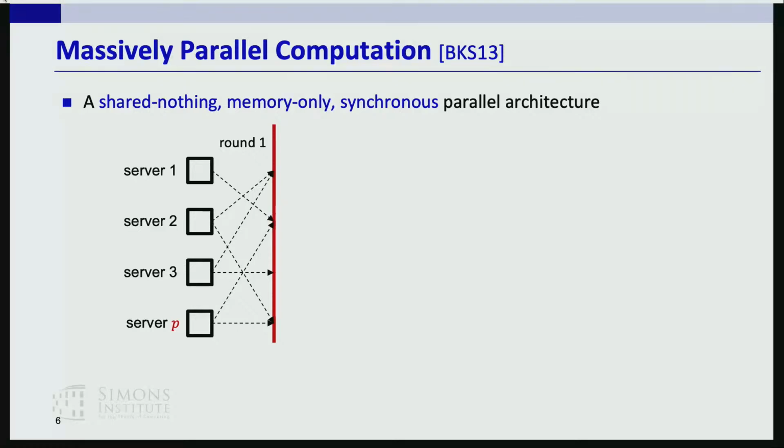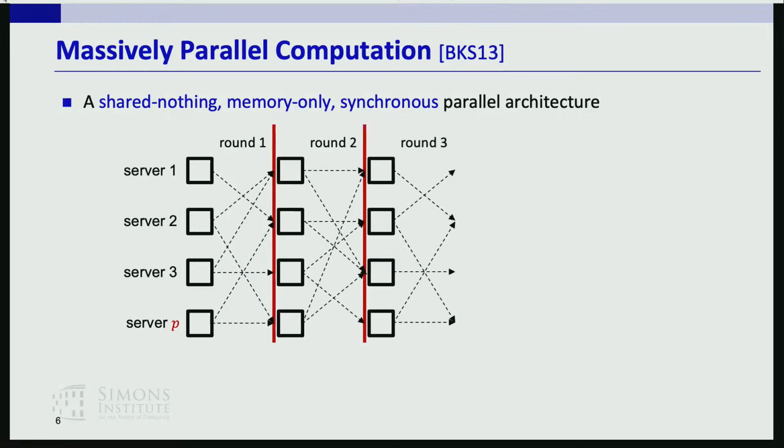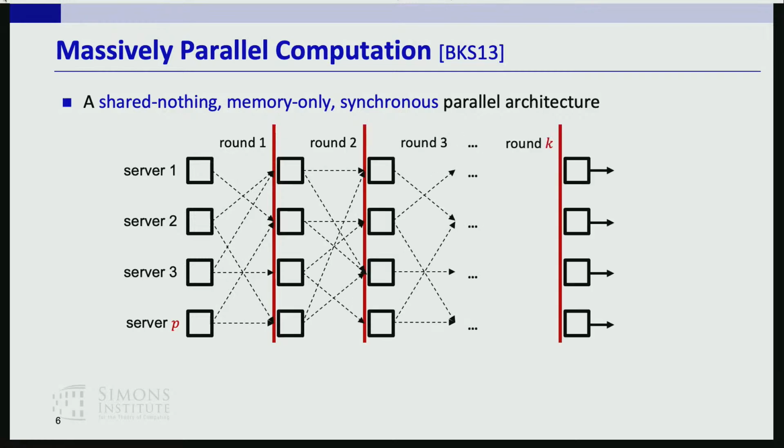In the MPC model, there are P servers connected in a complete communication network, and the input data is distributed across the servers. Computation will proceed in sequential rounds. In each round, all the servers exchange messages first and then perform some local computation independently. After synchronization, all the servers will enter into the next round.